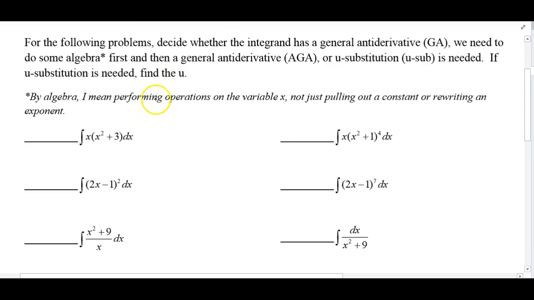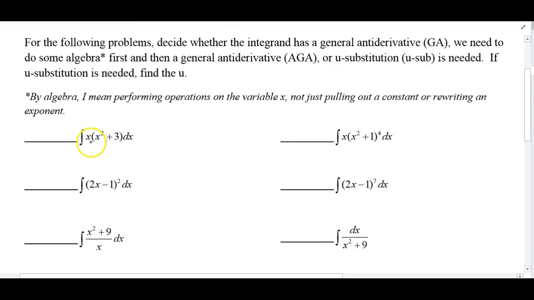By algebra, what I mean is performing some operations on the variable x, not just pulling out a number or rewriting an exponent. That's what I consider to be algebra first, and you'll see what I mean as we go through these problems. By the end of this, I really want you to have a good feel for looking at a problem and going through those steps in order. We're going to take these in sets of either 2 or 4, so we're going to start with analyzing these first 4 functions.